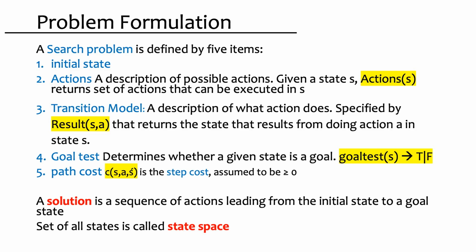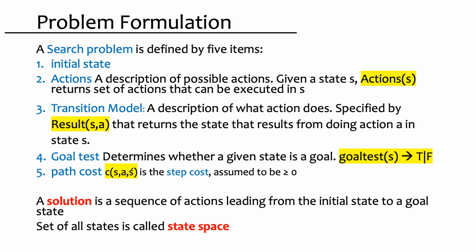The first component is the initial state. This defines the starting point of our problem. For the navigation problem, it's our current city Arad. For the puzzle, it's the initial arrangement of the tiles. Next, we define the actions available to our agent. These are the possible moves or operations the agent can perform from any given state. In the navigation problem, the actions are moving to a neighboring city. For the puzzle, it's sliding a tile into the blank space.